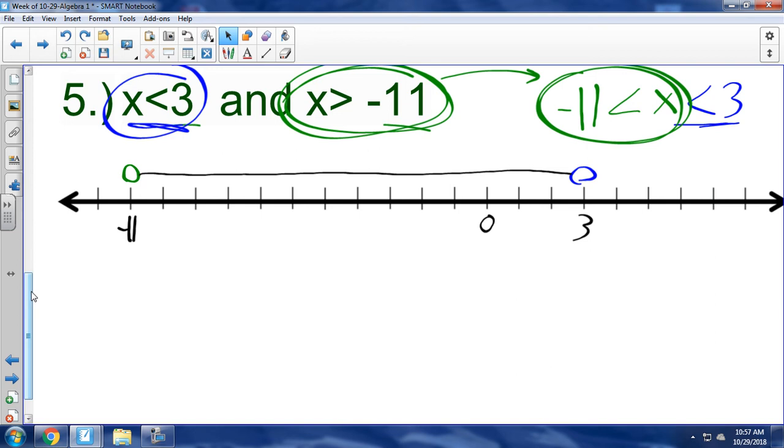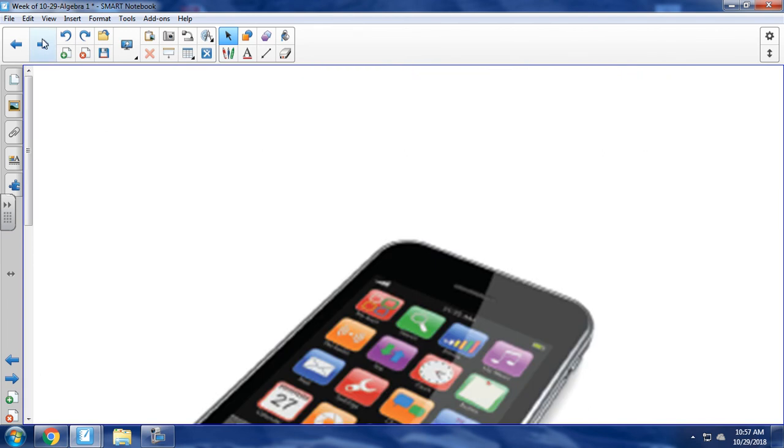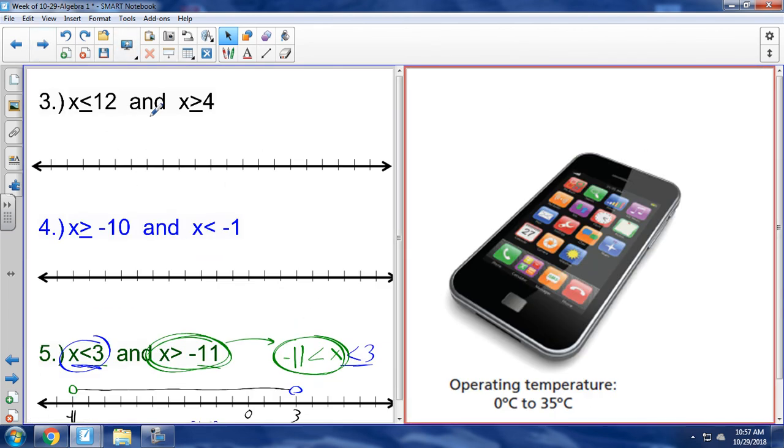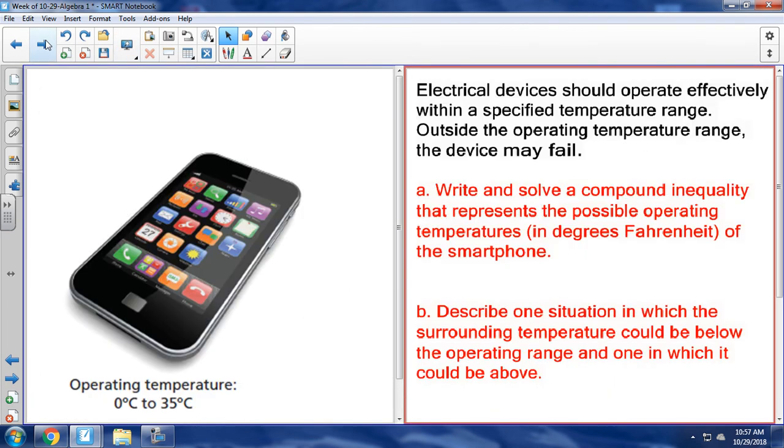So I'm going to take a minute and just go on because I feel like we're pretty good here. And I want to cover a couple of word problems and also give you some time to practice. So let's do it. So we got this cell phone thing. And there's a couple of questions that are being asked here.